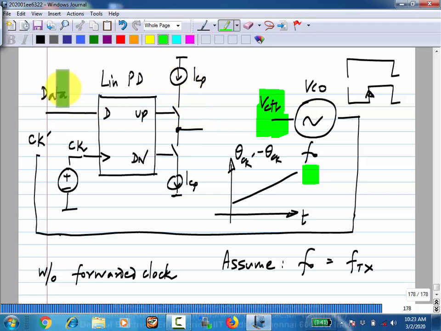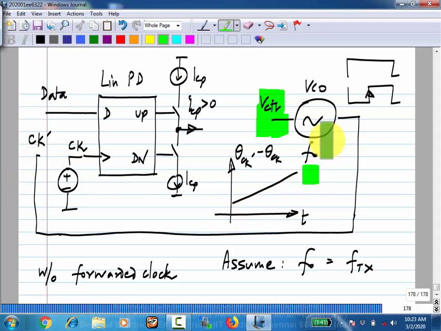So what happens if I introduce a phase shift in the data? I mean a phase step in the data. Let's say all edges are moved to the left. What will be this current? What will be the average current? It will be greater than 0. The average current will be greater than 0. So now I have to somehow take this current and generate a V control which gives me this ramping phase.